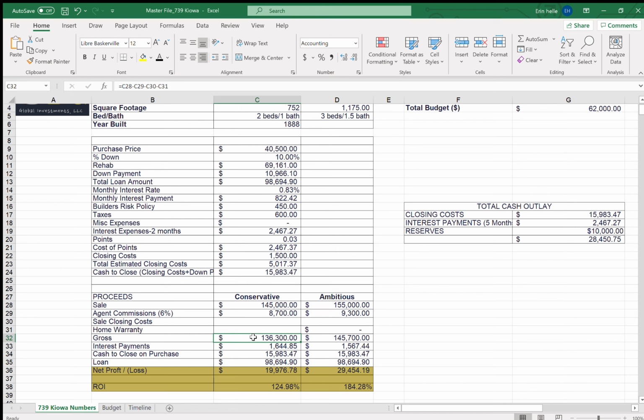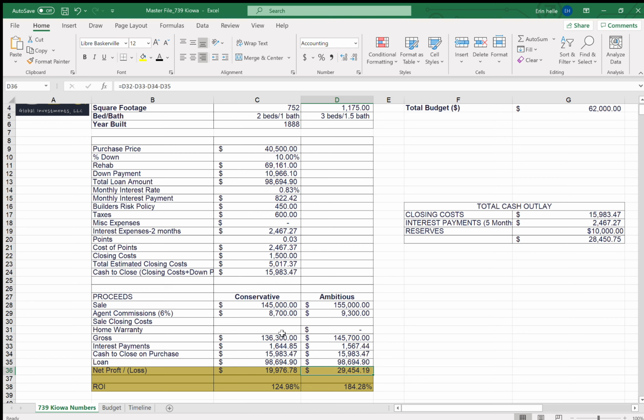Then we consider those interest payments, which in this case we just considered 2. We may add another one on there depending on how long we hold it. We don't yet have an offer on it. We took this cash to close figure from C24, $15,983, and subtracted that from our gross. And then this is what we owe back to the lender, $98,694. So it leaves us with a net profit somewhere between $19,976 and $29,454.